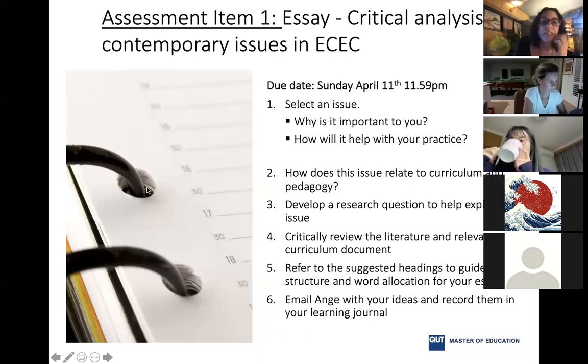All right. So Eunice is saying that her focus is on family involvement. Examine barriers that hinder family participation in curriculum decision-making in kindergarten. Excellent. That sounds great. Could you email me, Eunice, and we can have a chat via email about that?